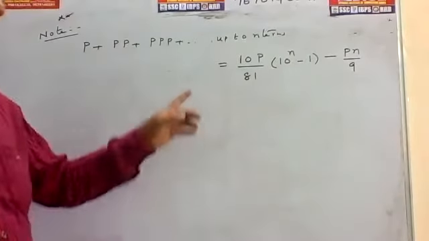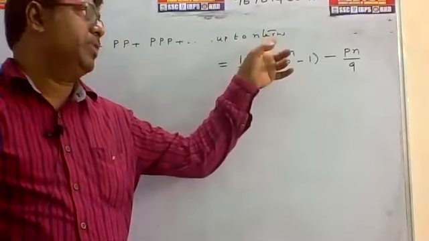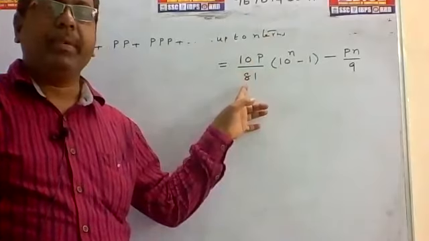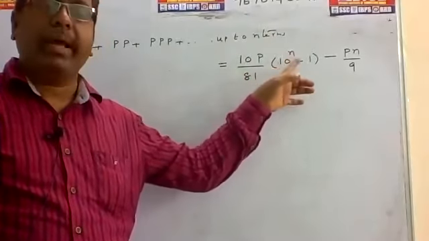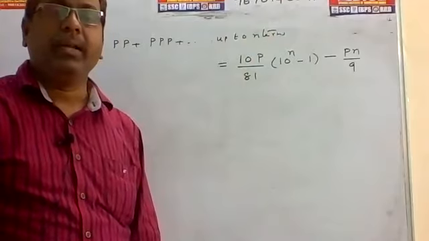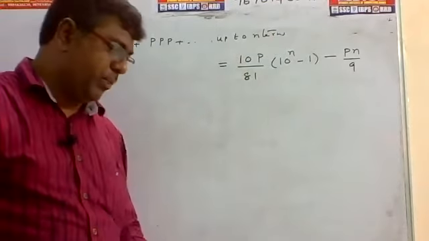The formula, very important. So P plus double P plus triple P and so on up to n terms is equal to 10P by 81 into (10 to the power of n minus 1) minus Pn by 9. Minus Pn by 9 is the formula. So now we can see one problem on this one.